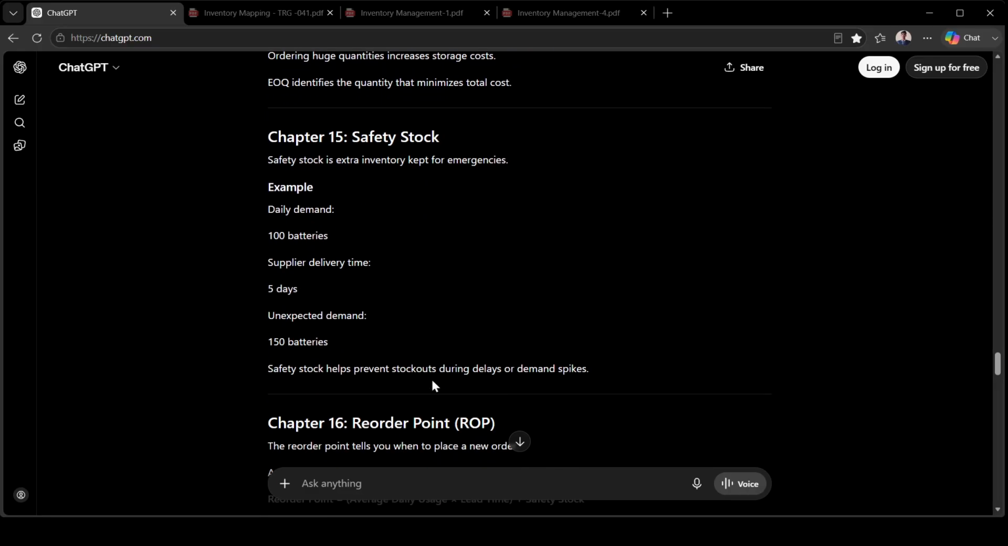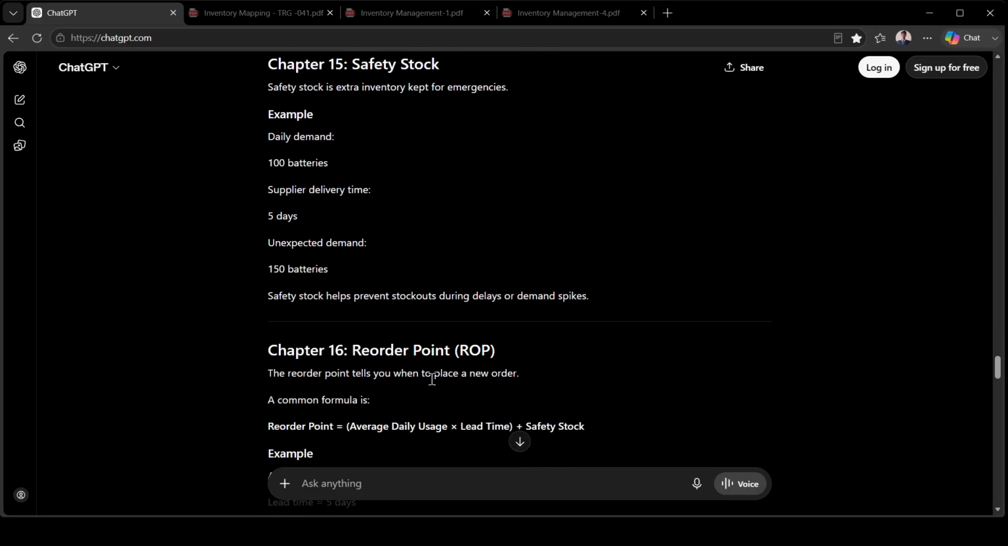Chapter 15, safety stock. Safety stock is extra inventory kept for emergencies. Example, daily demand is 100 batteries, supplier delivery time is 5 days, and unexpected demand is 150 batteries. Safety stock helps prevent stockouts during delays or demand spikes.